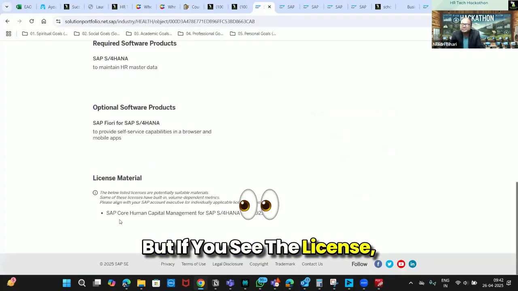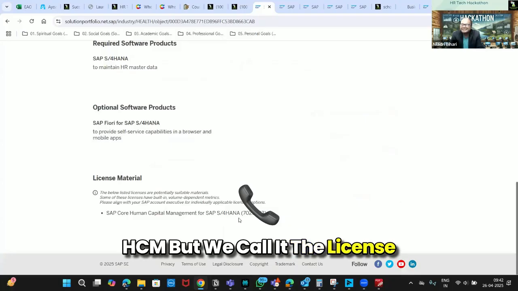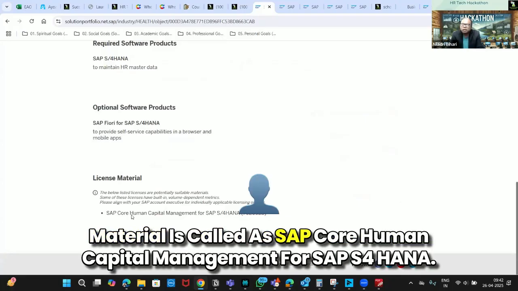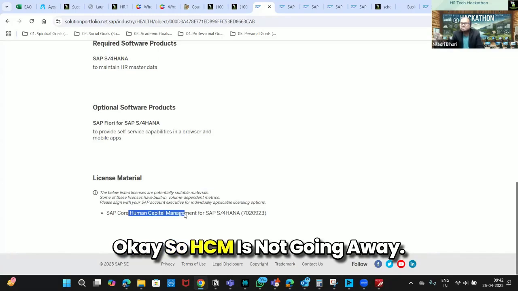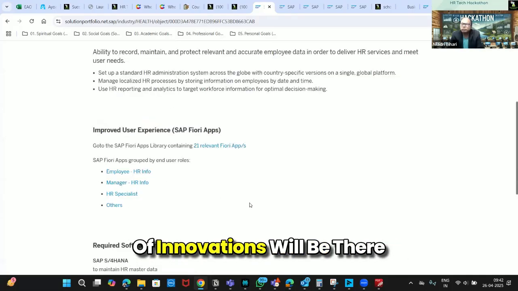But if you see the license, this is how the license will be calling out. So we can still call it HCM, but the license material is called SAP Core Human Capital Management for SAP S/4HANA. So HCM is not going away. The product is there, but a lot of innovations will be there.